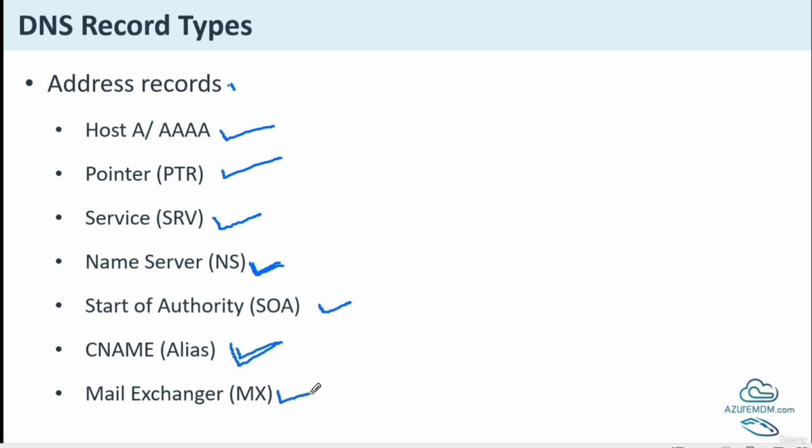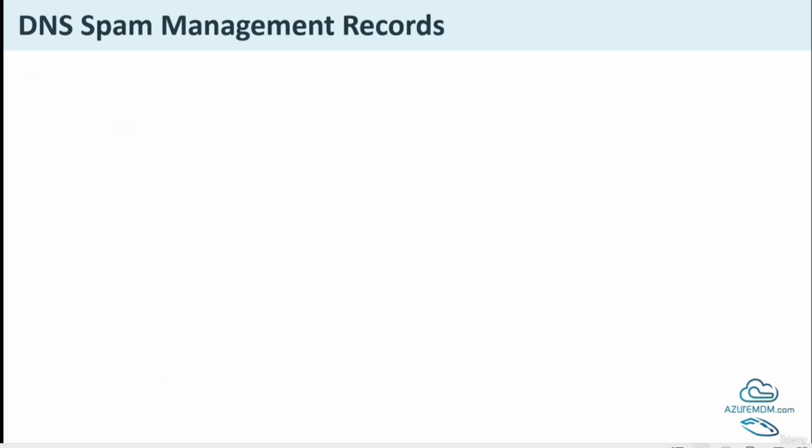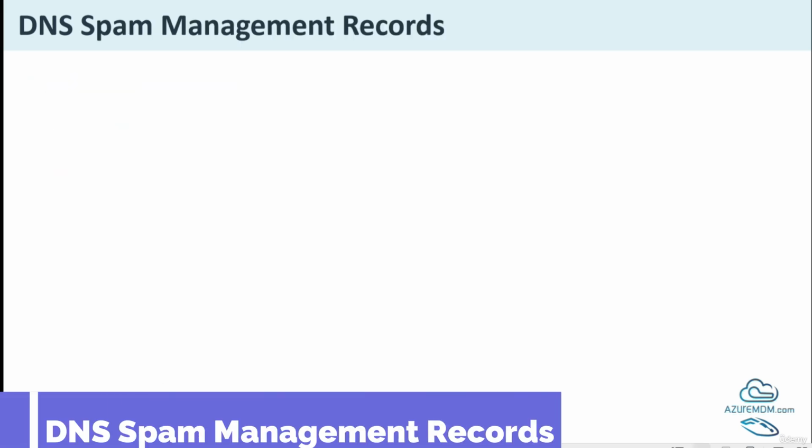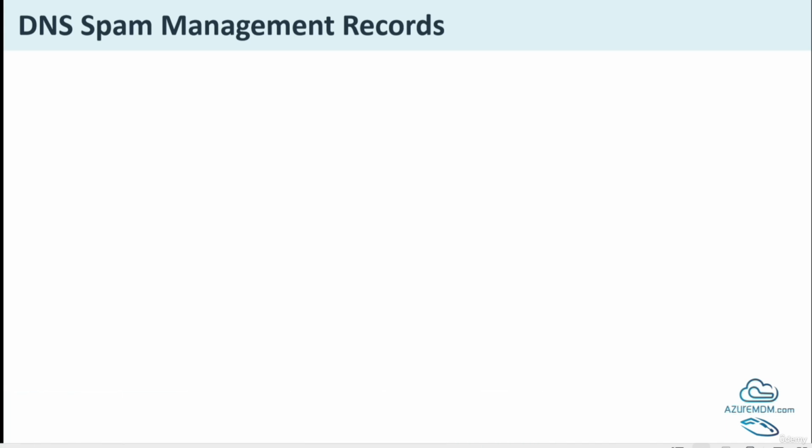Mail exchanger, MX. Mail exchanger directs email to the mail server. For example, example.com will be redirected to mail.example.com. Now, DNS spam management records. DNS spam management records help block email spam by verifying sender authenticity.